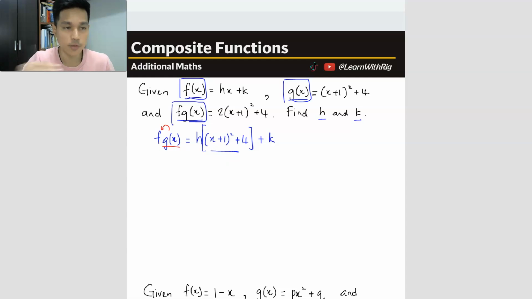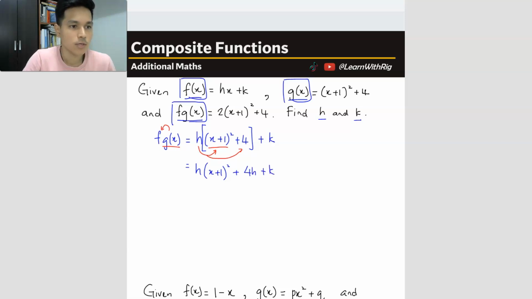I hope you are following me, because if you don't get it, then it will be difficult as we go forward. So try to understand this first. So let's expand this. What we can do is we see this as 1, so you multiply this and then multiply this. So you get h(x plus 1) squared plus 4h plus k.